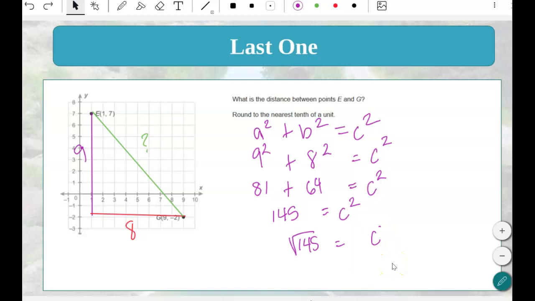So put it into your calculator, second squared 145. It does say to round to the nearest tenth. It comes out to 12.04. So this is kind of a tricky one. If it's 12.04, that 4 actually tells you to leave this alone. So it's 12.0. This is a quiz question. Make sure you put that 0.0 in there because it says round to the nearest tenth of a unit.